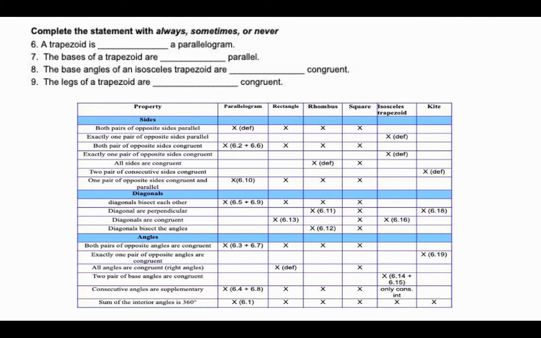Using properties of our quadrilaterals to answer always, sometimes, and never. So a trapezoid, by definition, has exactly one pair of opposite sides parallel, and a parallelogram, by definition, has both pairs, and those two things can never happen together. So you can never have one pair and both pair parallel in the same shape. The next one wants to know about the bases of a trapezoid being parallel. This is actually our definition of base. So this is always going to be true.